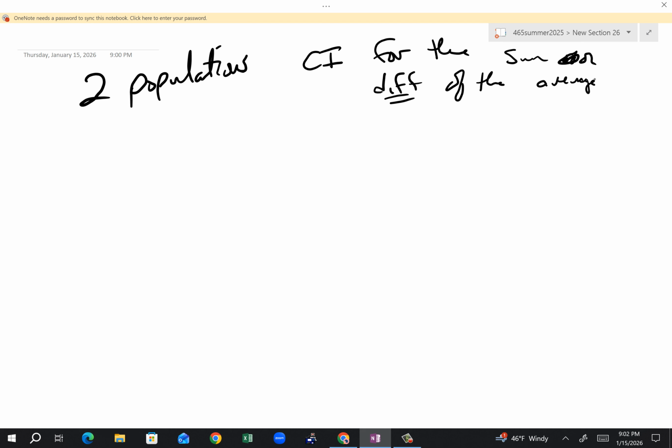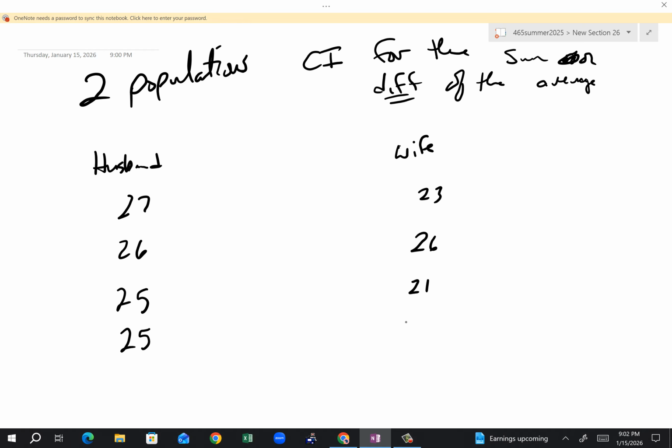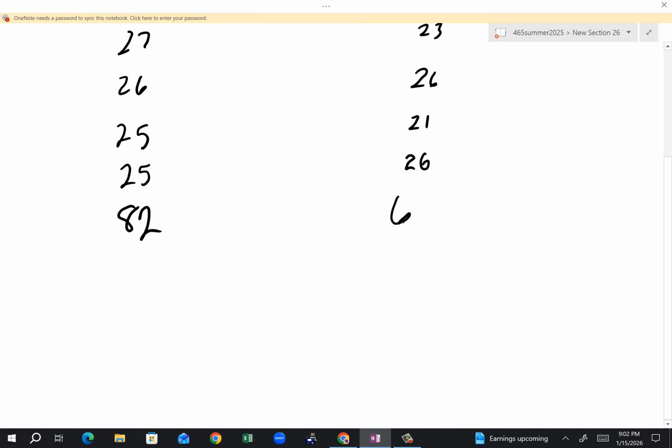So if you have population one, and again, I think the easiest one to do is husband and wife when they first marry, the age at first marriage. You're going to get a lot of "I was 27, I was 23, I was 26, I was 25, I was 21." Eventually you'll have a few, and of course you've got the older ones, "I was 82, I was 63," and then some extreme age gaps like 37, 93. I'm joking, but you get the point.